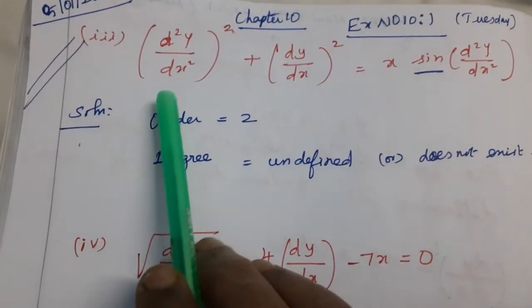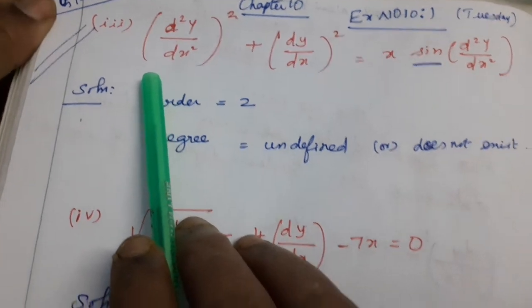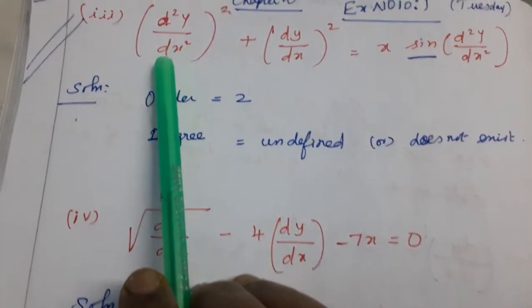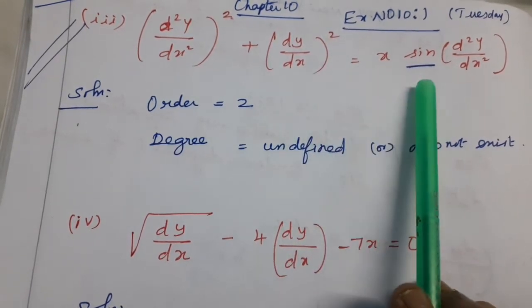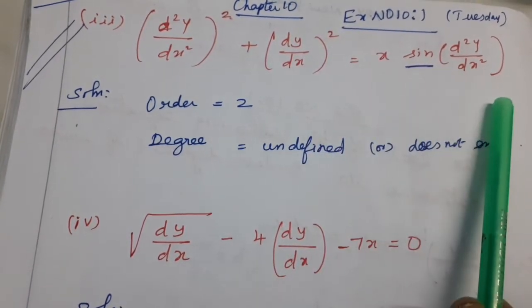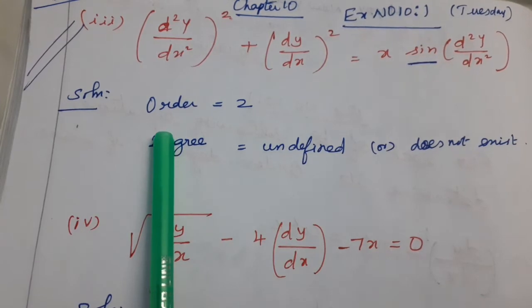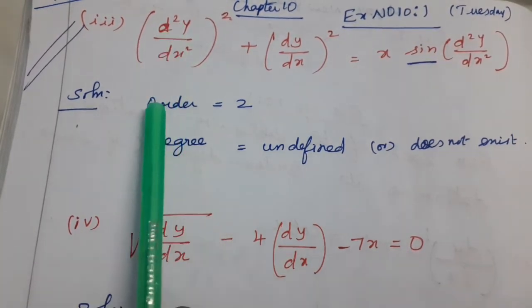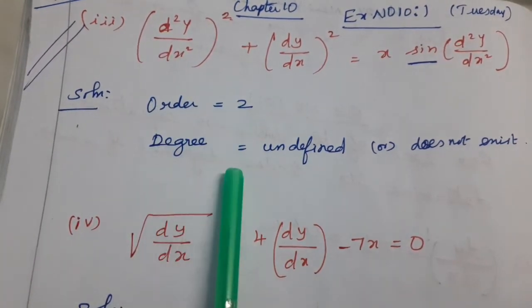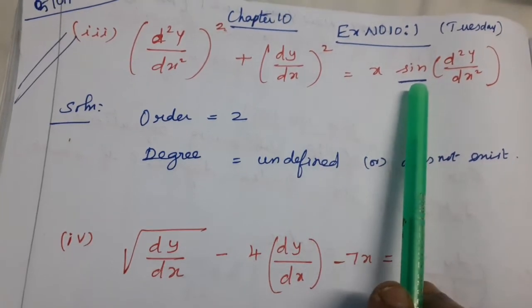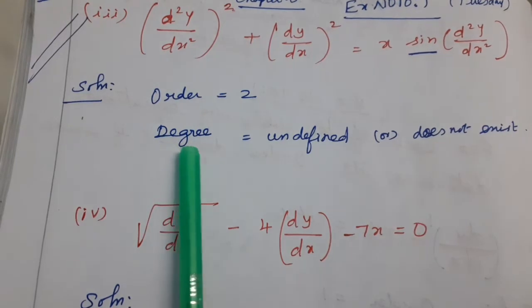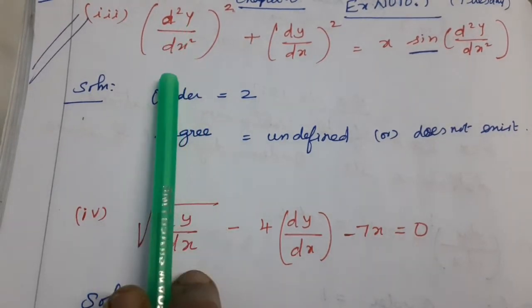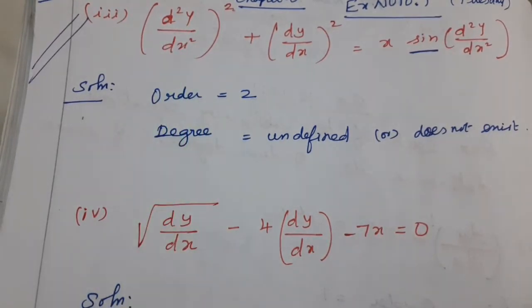Next one, simple calculation, simple understanding part only for this exercise. This is (d square y by dx square) the whole square plus (dy by dx) the whole square equal to x sine of d square y by dx square. So what is our order? Order is the second derivative. Degree is undefined because this is a sine function. If having a trigonometric function, we are unable to say the degree. d square y by dx square, order is 2 and the degree is undefined or does not exist.